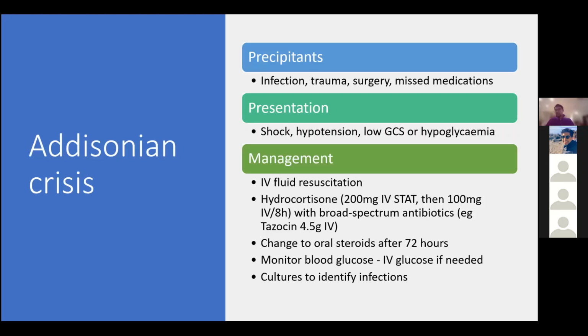Resuscitate them with fluids, give them IV hydrocortisone and broad-spectrum antibiotics to cover for any infection which may be triggering the Addisonian crisis. You want to aim to change them to oral steroids after 72 hours, correct any decrease in glucose with IV glucose if needed, and culture the patient to identify any source of infection.